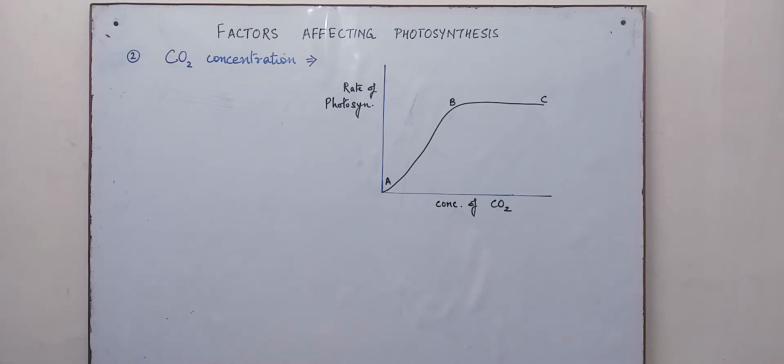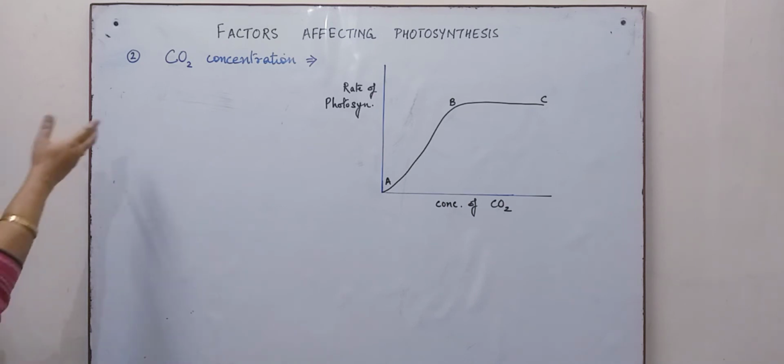Coming to the next factor, that is the carbon dioxide concentration. By carbon dioxide concentration we mean the amount of carbon dioxide which is available to the plant for the process of photosynthesis. Because we have understood in the previous videos that the fixation of carbon dioxide takes place with the help of the Calvin cycle. So the level of carbon dioxide is very important for photosynthesis.